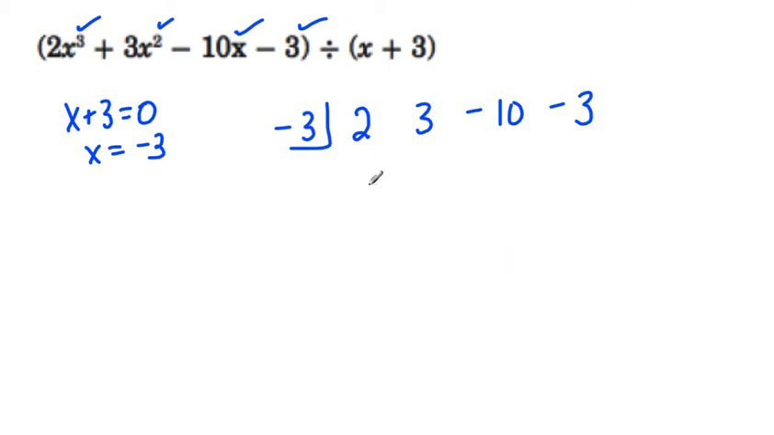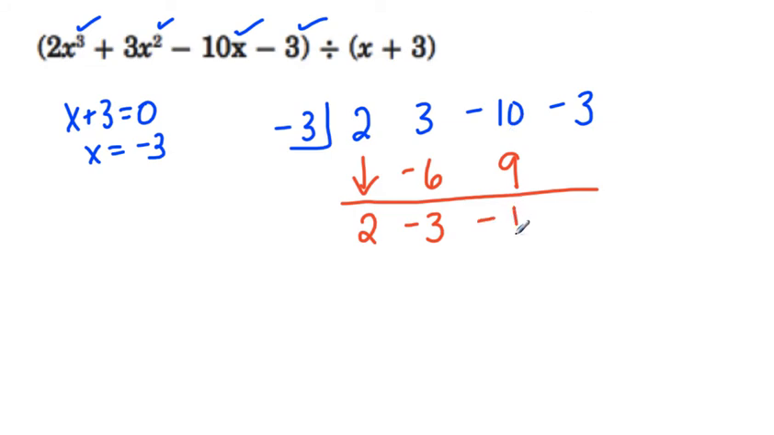All right, so now you drop the first one. Put you a line here. So drop the 2. Multiply. Negative 3 times 2 is negative 6. 3 plus negative 6 is negative 3. Negative 3 times negative 3 is positive 9. Negative 10 plus 9 is negative 1. Negative 3 times negative 1 is 3. Negative 3 plus 3 is 0. Put a box around that last number. Again, that's your remainder.